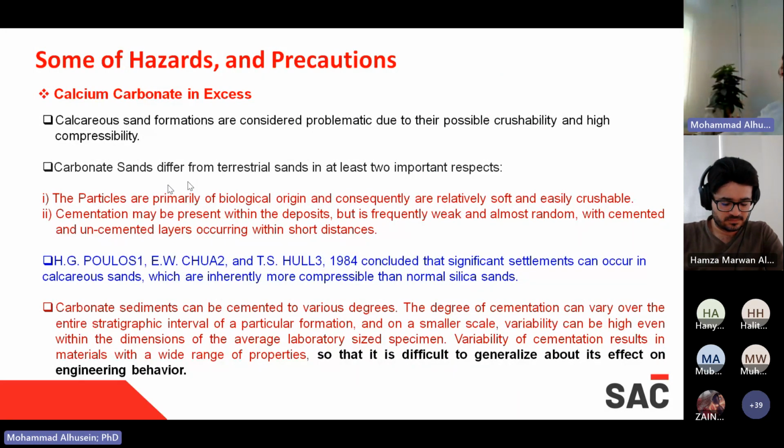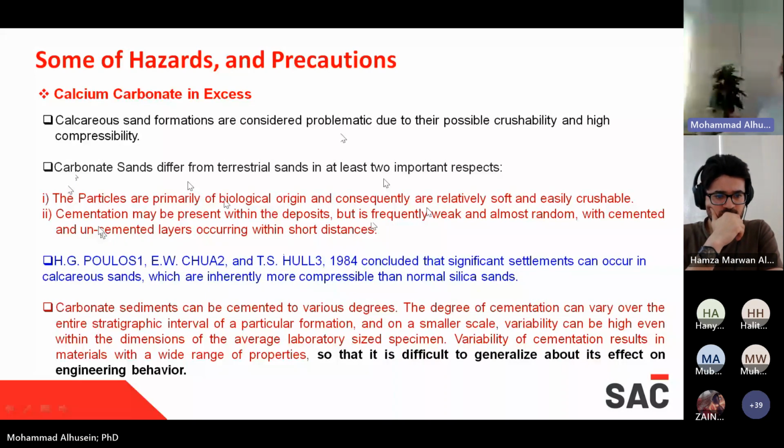Calcareous sand formations are considered problematic due to their possible crushability and high compressibility. Carbonate sands differ from terrestrial sands in at least two important respects. The particles are primarily of biological origin and consequently are relatively soft and easily crushable. Cementation may be present within the deposits, but is frequently weak and almost random, with cemented and uncemented layers occurring within short distance. So H.G. Poulos and others concluded that significant settlement can occur in calcareous sands, which are inherently more compressible than normal silica sands.